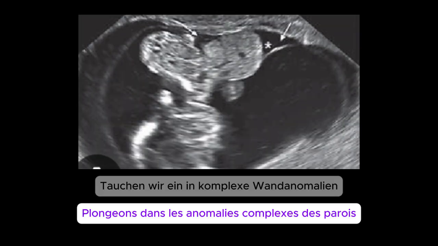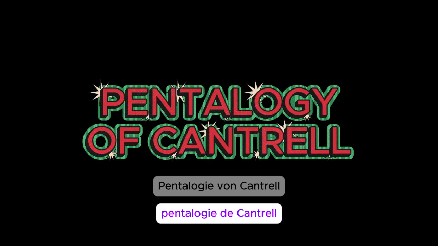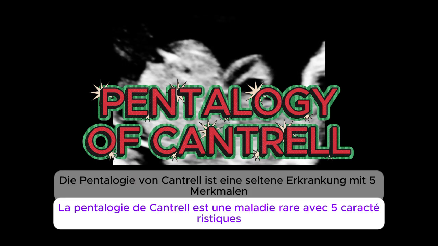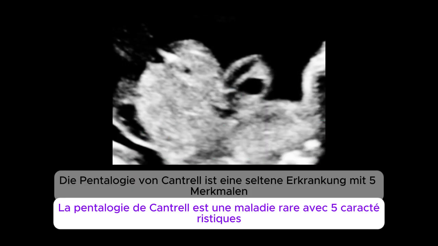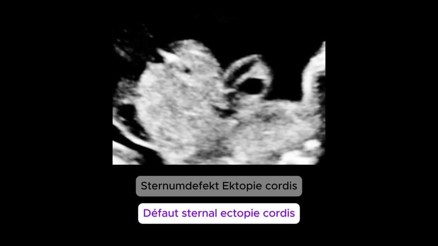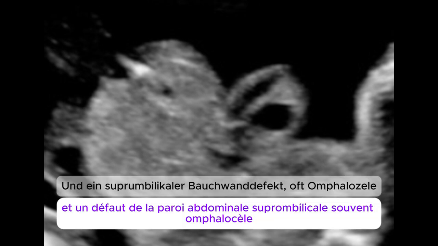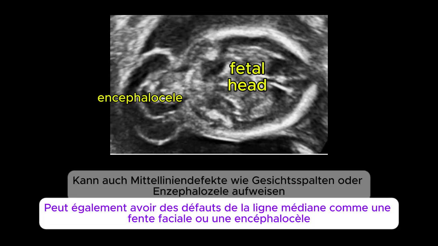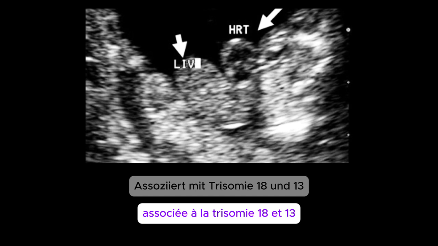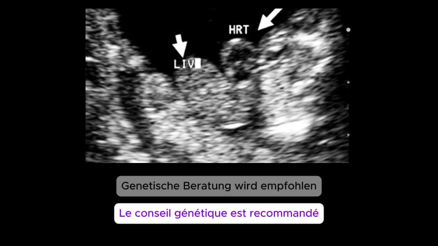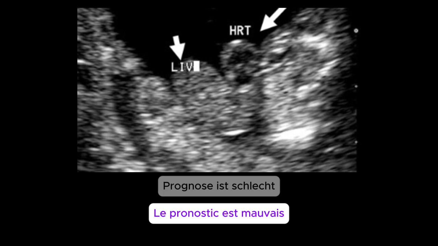Let's dive into complex wall abnormalities. Pentalogy of Cantrell is a rare condition with 5 features: sternal defect, ectopia cordis, heart anomalies, anterior diaphragm and pericardial defects, and a supraumbilical abdominal wall defect, often omphalocele. It may also have midline defects like facial cleft or encephalocele, and is associated with trisomies 18 and 13. Genetic counseling is recommended. Prognosis is poor.